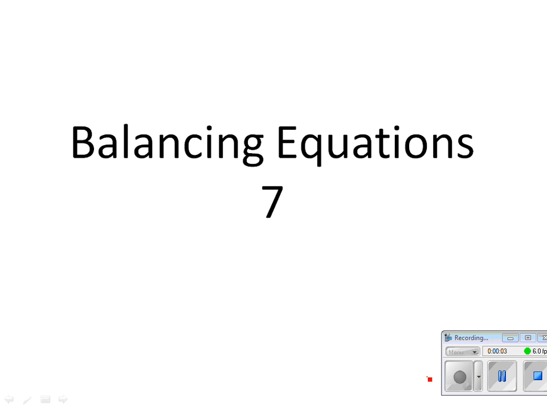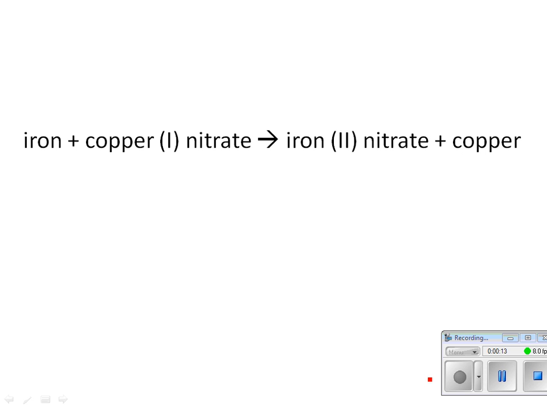This is the 7th video in our balancing equations series, where we are taking a look at chemical reactions and balancing them on either side of the arrow. In this particular equation, we have iron reacting with copper 1 nitrate. It's a single replacement reaction forming iron 2 nitrate and copper. And we're going to have to change this from a word equation to a chemical formula equation.